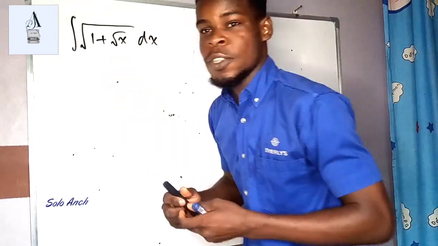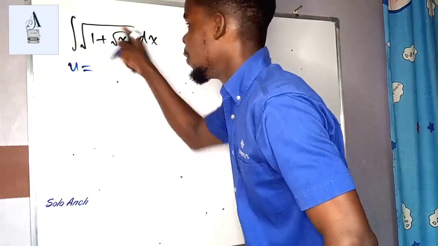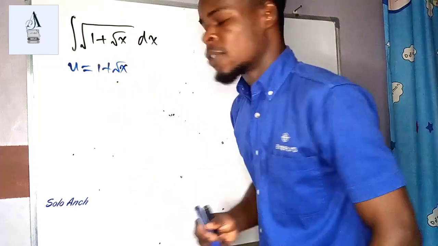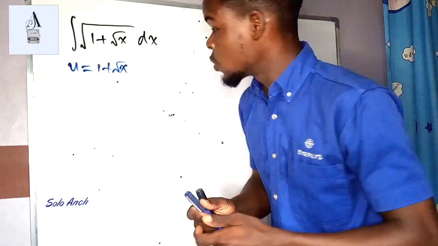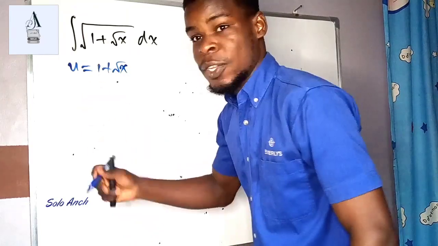Okay, great. Let's first of all start with the substitution by saying let u take the radicand function, that is 1 plus the square root of x, as a function under the first or the big square root. And if that happens, we want to get the du by taking the derivative of both sides.